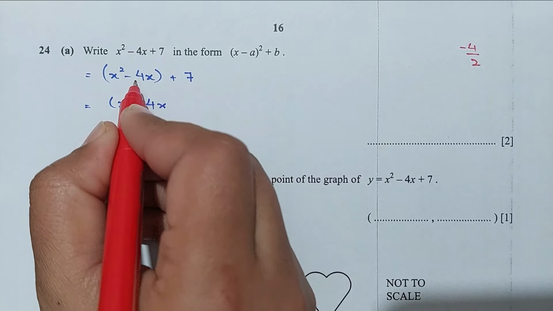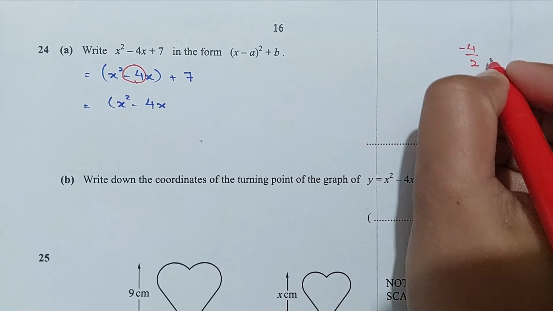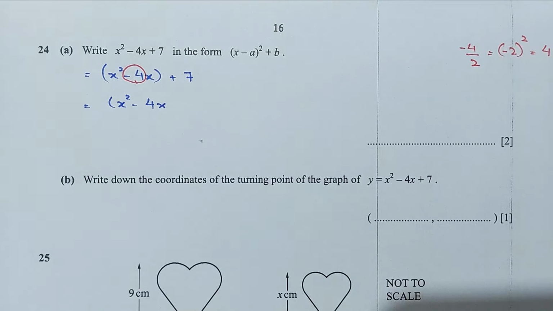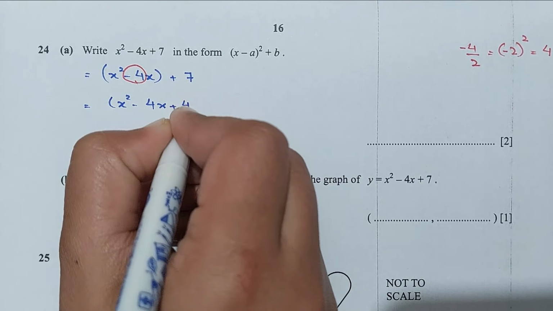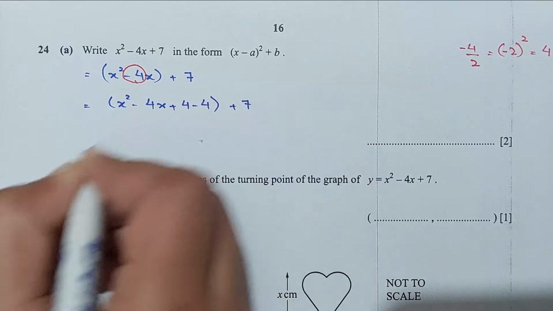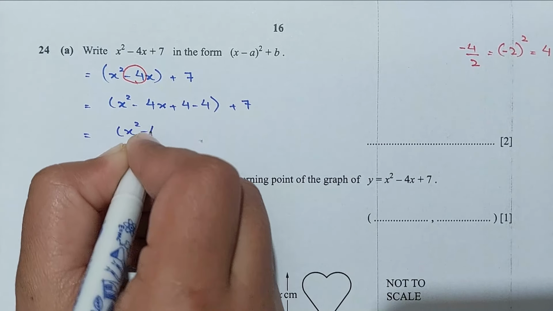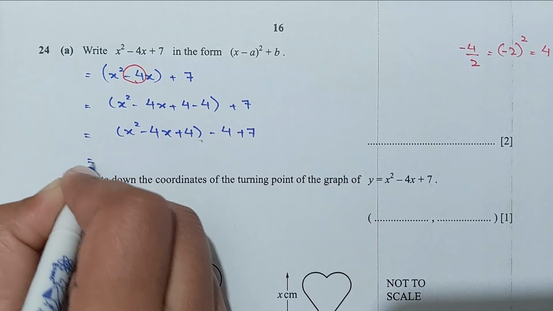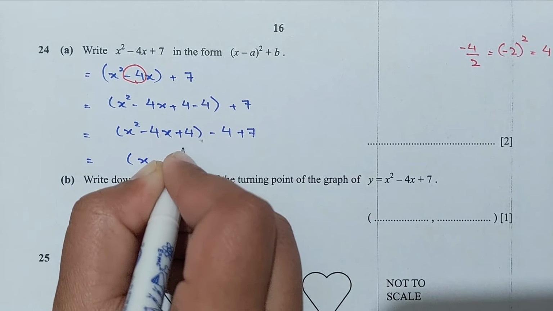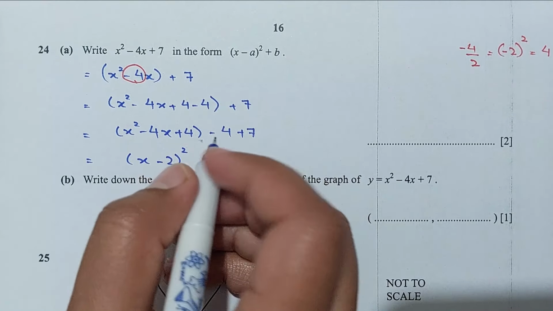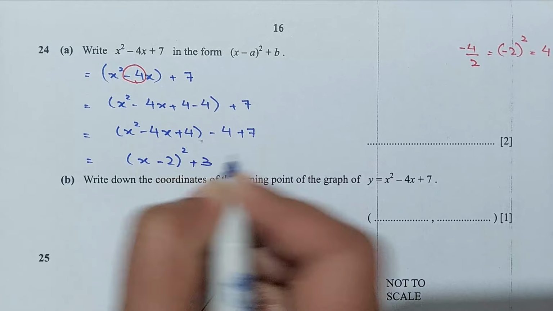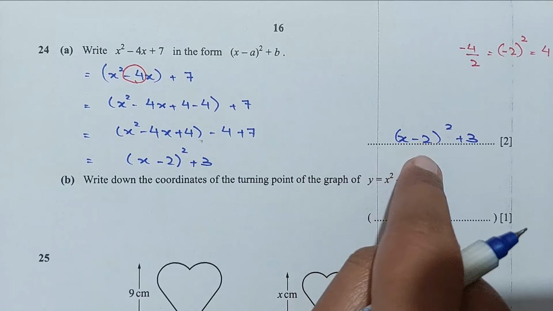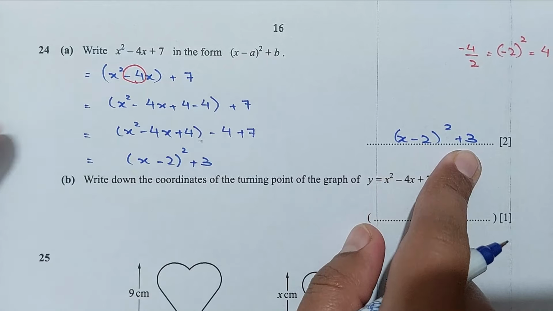Every time you have to take the coefficient of x and divide that number by 2. So you will get negative 2, and take its whole square, that is equal to 4. So you have to add 4 and subtract 4 in the bracket and plus 7. This is x square minus 4x plus 4, minus 4 and plus 7. The square is completed, x minus 2 whole square, and from 7 take away 4. This is 3. So this form is x minus 2 whole square plus 3. So from here the a value is 2 and the b value is 3.